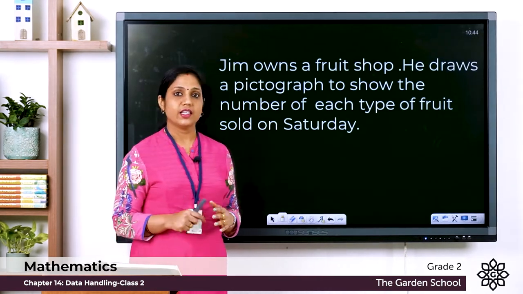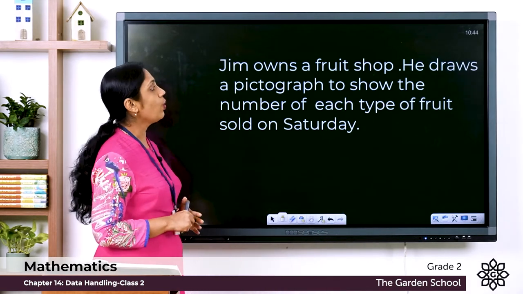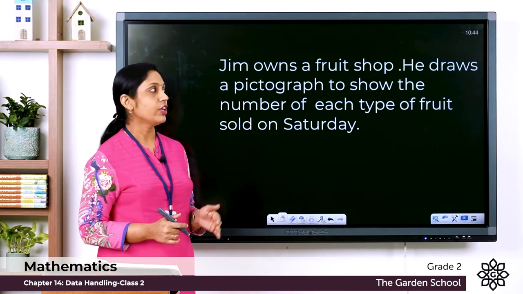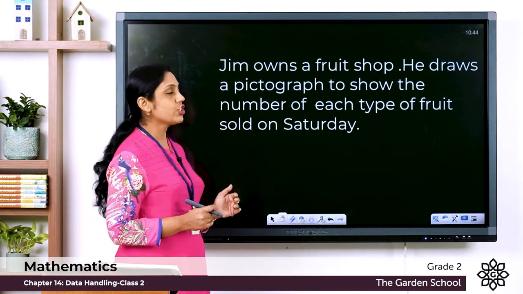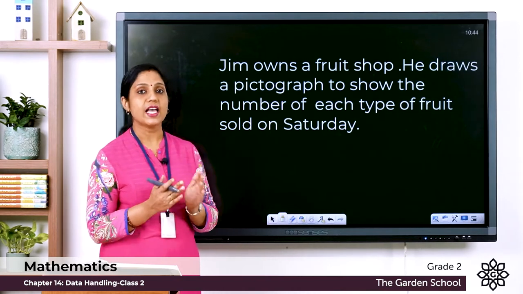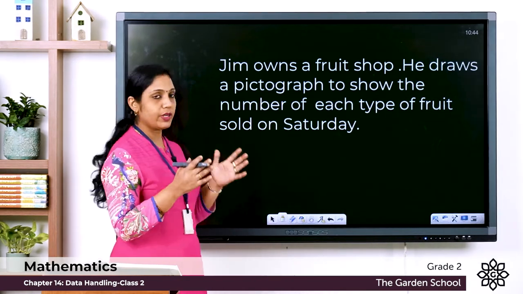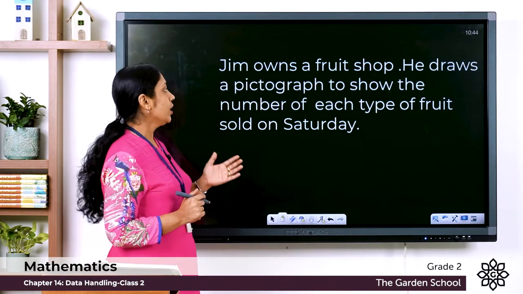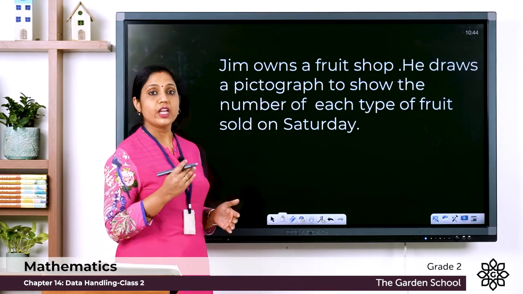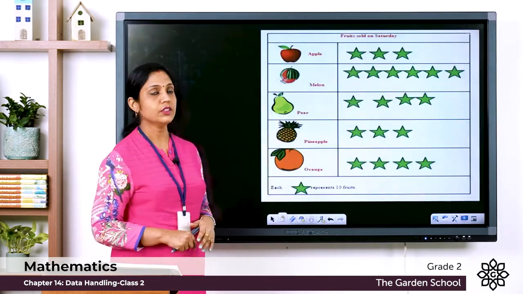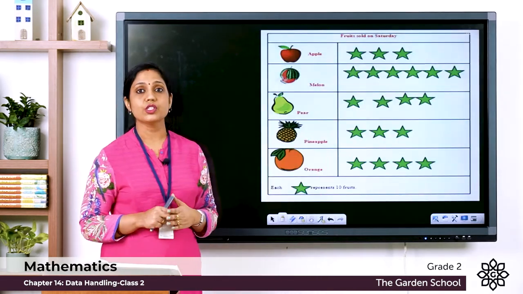Now here you can see another example. Jim owns a fruit shop. He draws a pictograph to show the number of each type of fruit sold on Saturday. So Jim has a fruit shop and he draws a pictograph. That is, the data is represented using pictures, to show the number of each type of fruit sold on Saturday. So here you can see the fruits sold on Saturday.